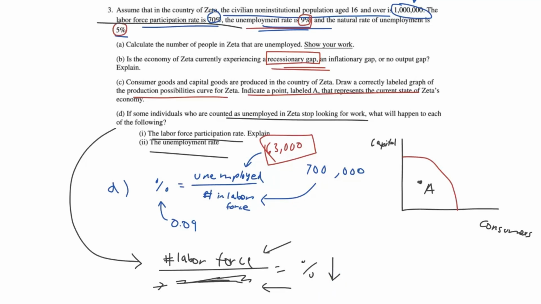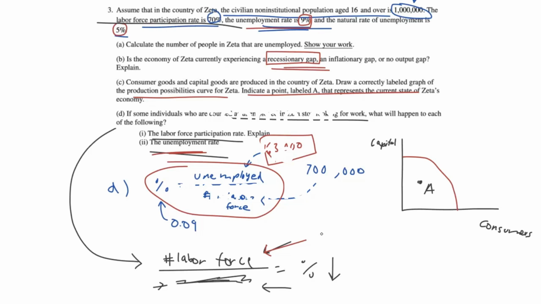All right, so moving on to our last question, we have to determine what happens to the unemployment rate if all the unemployed people in Zeta stop looking for work and become discouraged. So we know from part A that our equation for unemployment rate is the number of unemployed people over the number of people in the labor force, okay? We already determined that the number of people in the labor force is going to decrease by everyone who's unemployed, right? And obviously our number of unemployed people will also decrease by the same amount, okay? So what will happen to the unemployment rate? Well, the unemployment rate will actually decrease.